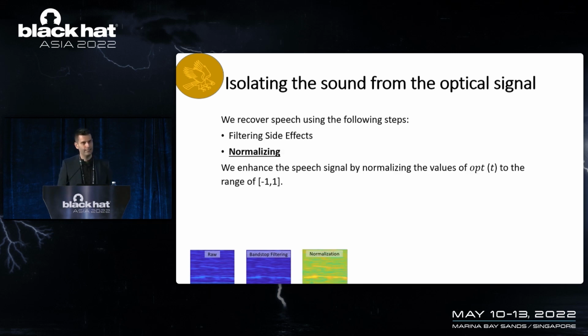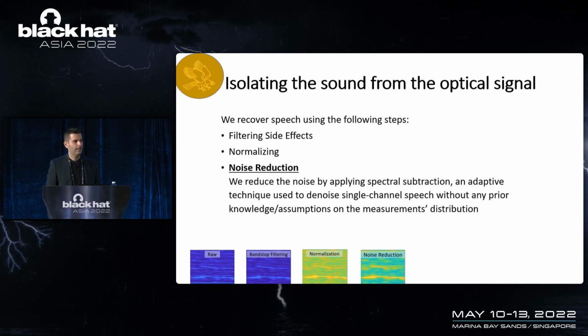Next, we normalize the signal. Normalizing is a technique which is used in the area of speech in order to enhance the speech in the signal. We normalize the signal to the range of -1 to 1, and you can see at the bottom the effect of normalizing the signal.